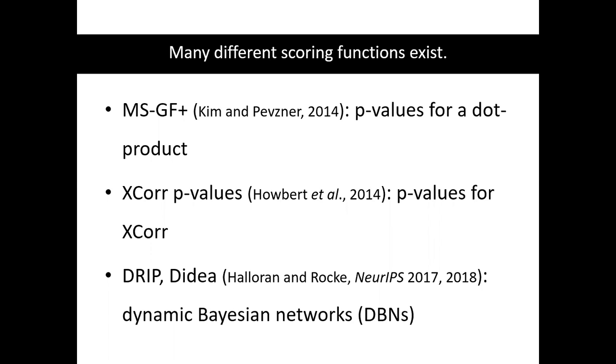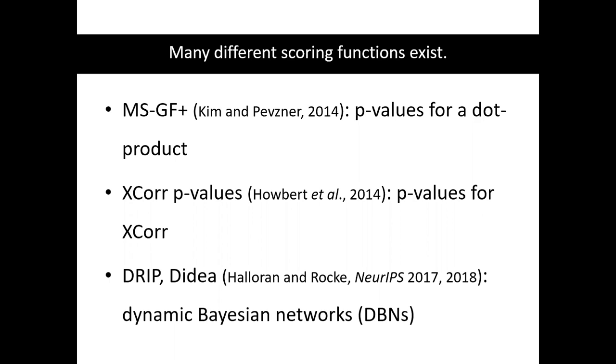X-score p-values takes a similar approach as MSGF+. It uses dynamic programming to compute p-values for X-score, which, as we saw, is a linear score. And finally, we have two of my methods, DRIP and DIDEA, which are dynamic Bayesian networks, which model the generative process by which peptides produce observed spectra. For the purposes of our talk, we'll be focusing specifically on DIDEA and some of my recent work on DIDEA in NeurIPS papers from 2017 and 2018.